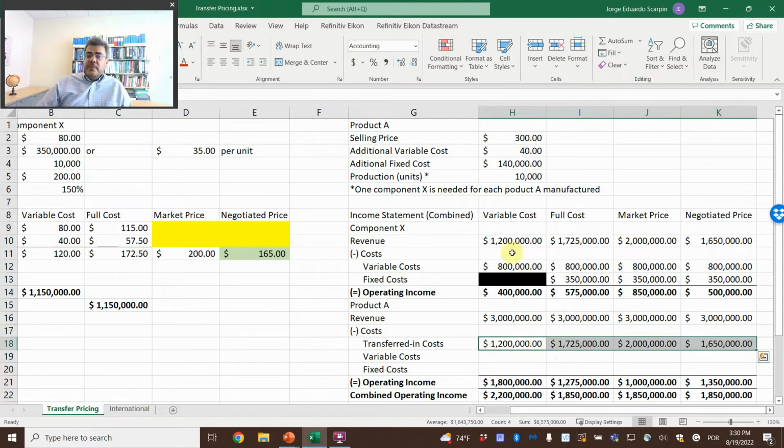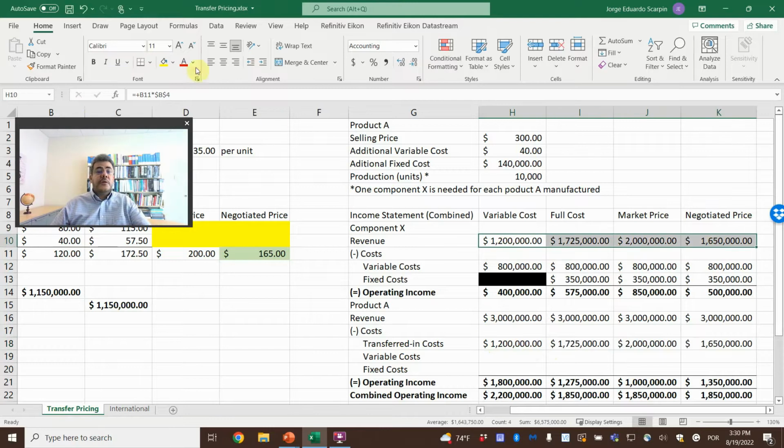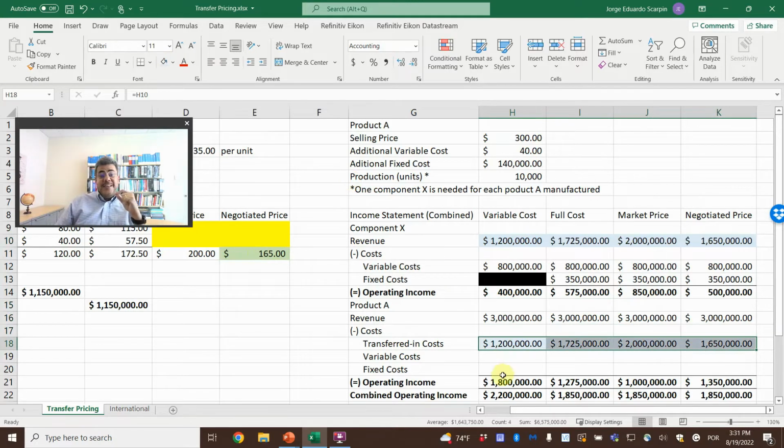And why do we do here? Because this one matches, whoops, this one here, let's do some blue and white, yellow, green, and blue, the colors of Brazilian flag, my home country. And it will always match with the transferred in cost because the combined operating income will be the same for all of the four methods if we have no inventory, no unrealized gain on inventory. Here we have no inventory because 10,000 components, 10,000 products, one by one, and we have no inventory.